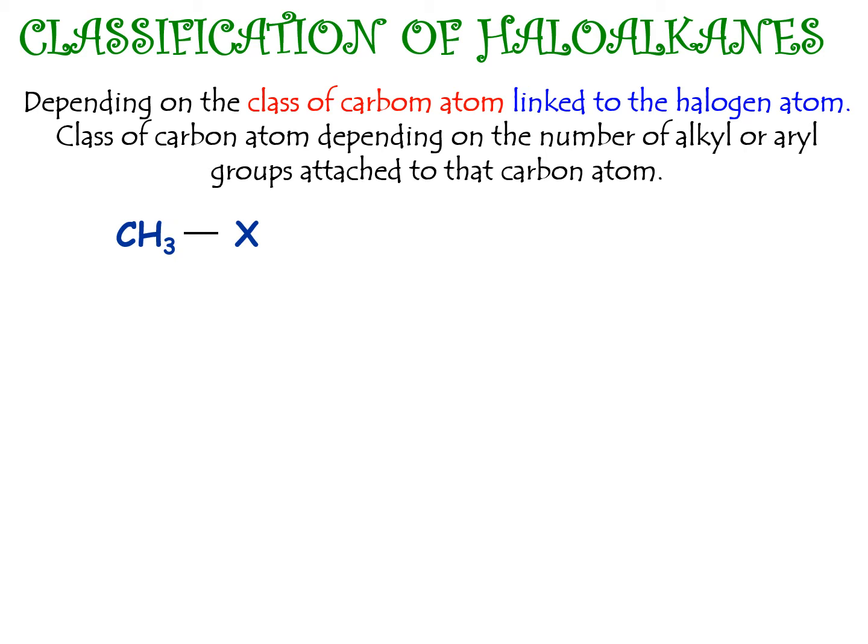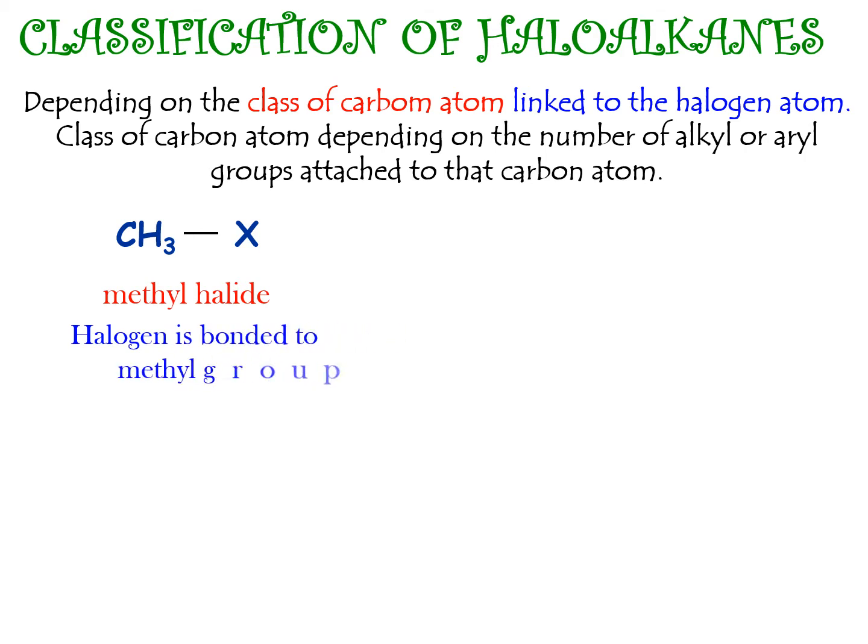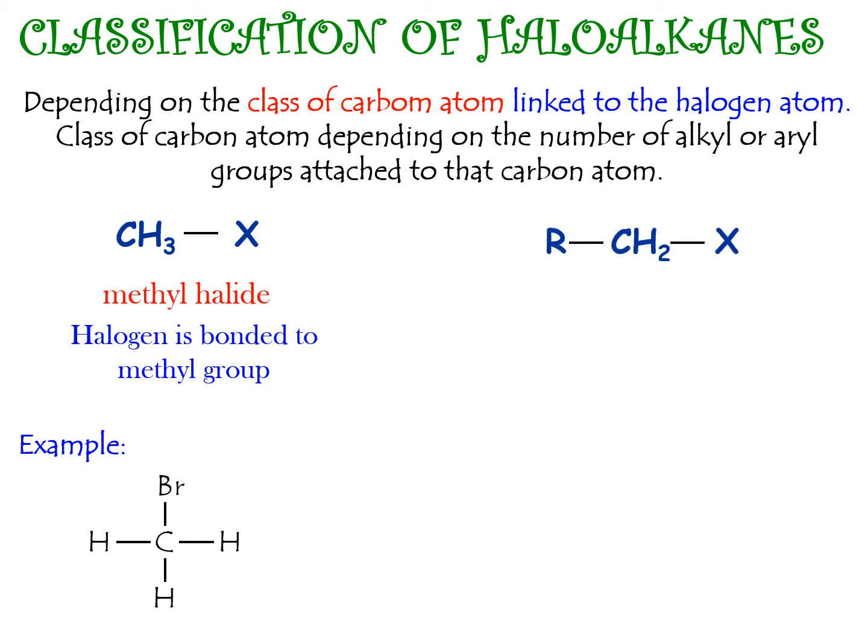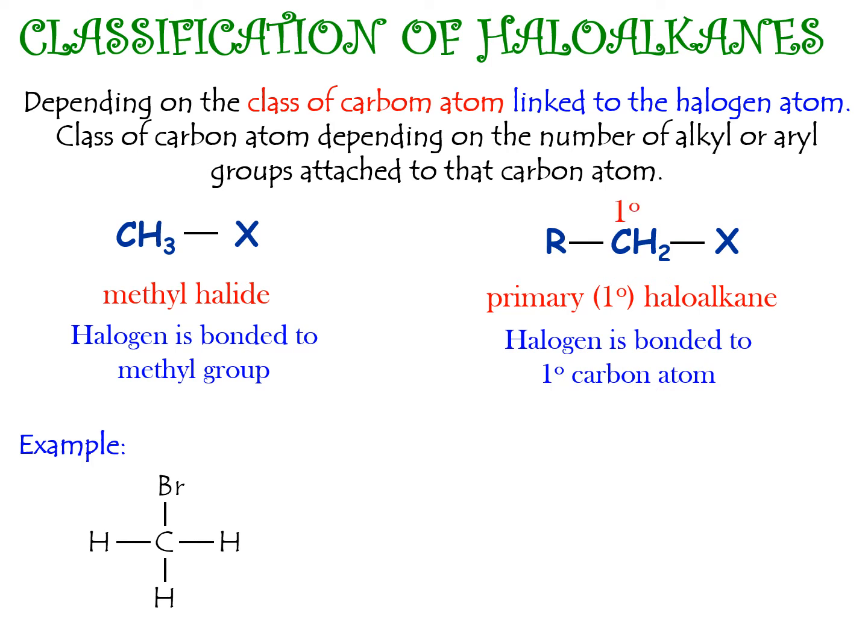CH3X is the general formula of methyl halide, where the halogen is bonded to the methyl group. An example of methyl halide is CH3Br. RCH2X is the general formula of primary haloalkane, where the halogen is bonded to the primary carbon atom. CH3CH2F is an example of primary haloalkane.